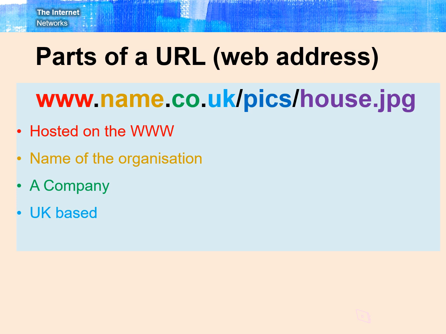And UK here, this is what we call a top-level domain. It's where the domain stops. The domain name stops here. After this, the forward slash tells us we're actually on a device, we're on a computer to get the resource. So we're in a folder called pics, and we're accessing a file called house.jpg. So that's the file that will be sent back to our computer so the browser can display it or we can download it.